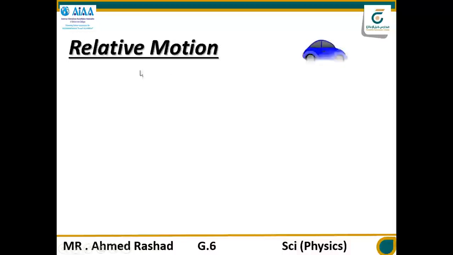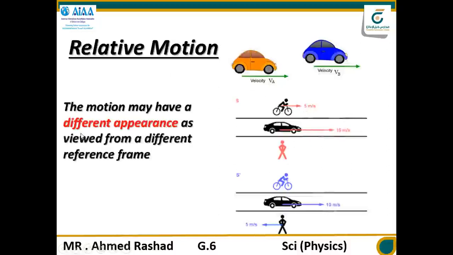Relative motion is describing two objects in motion, like in this picture. The motion may have a different appearance as viewed from a different reference frame. So we can watch some points or objects in motion and others that are stable, not in motion. That's relative motion, the relation between two objects, one of them in motion or stable. So that's the meaning of relative motion. In another lesson, we're talking about velocity and speed, and there is a relative velocity, and this is the sigma of the relative motion.